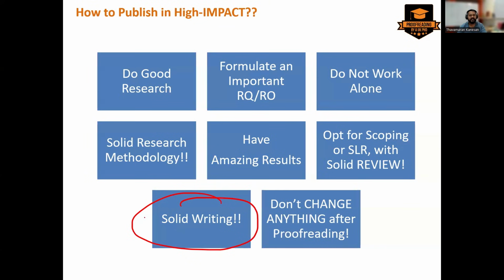When we say solid writing, my personal advice to all of you: don't use too much AI to write and construct. I know some of you, English is not your first language. I understand. But you need to understand the editor's and reviewer's perspective. When they read the papers, all the papers sound the same. Because everyone is using AI to write, and AI writes the same way. That's why Turnitin AI can pick up everything. The way it constructs sentences is all the same.